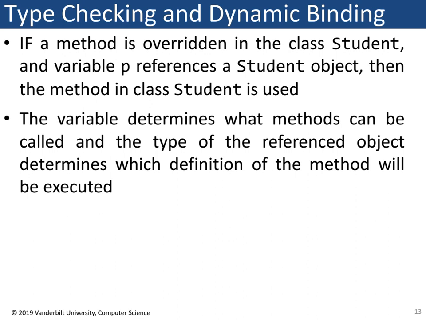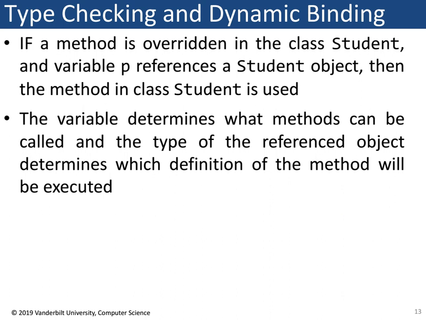So, if a method is overridden in the class student, and we have a reference variable P of type person, which references a student object, then the method in class student is used when we call p.equals or p.toString. The variable determines what methods can be called, but the type of the referenced object determines which definition of the available methods will actually be executed. This is an important thing to make sure you understand and know.